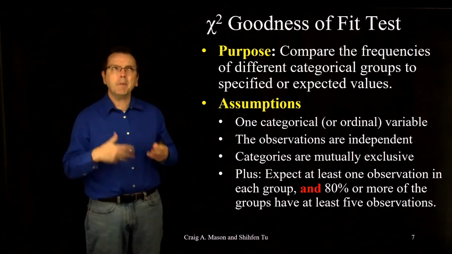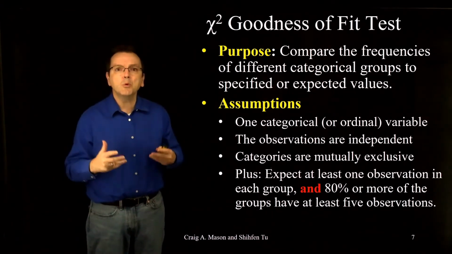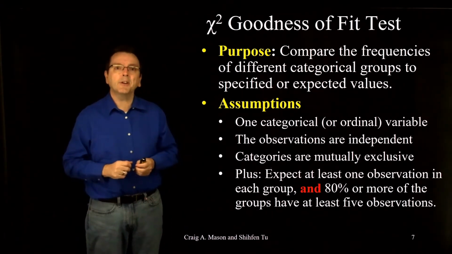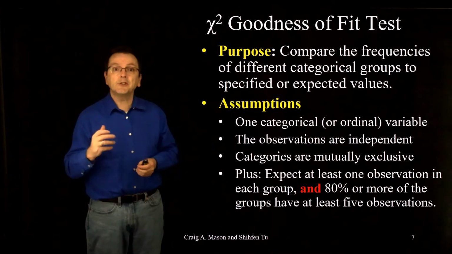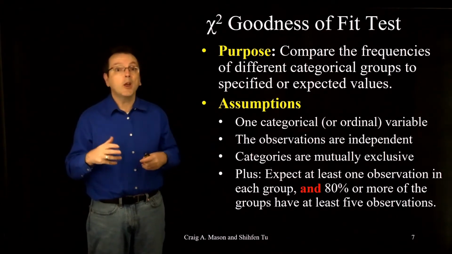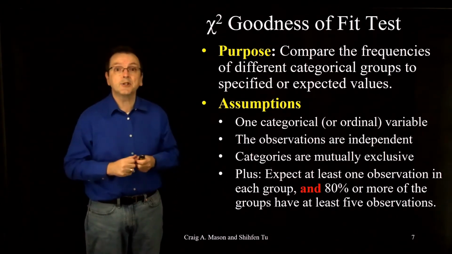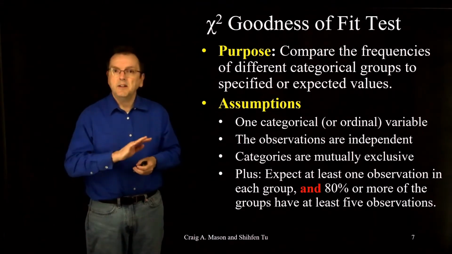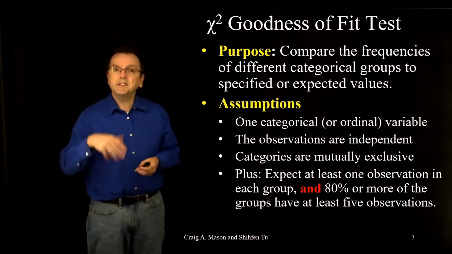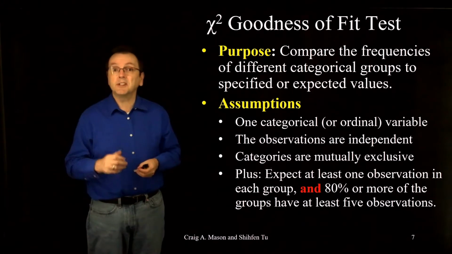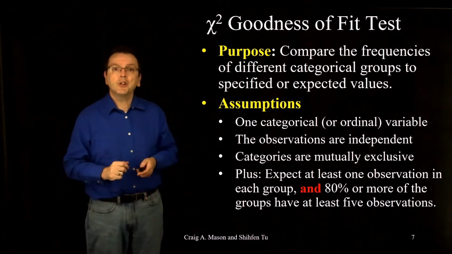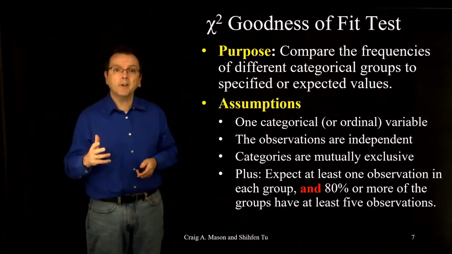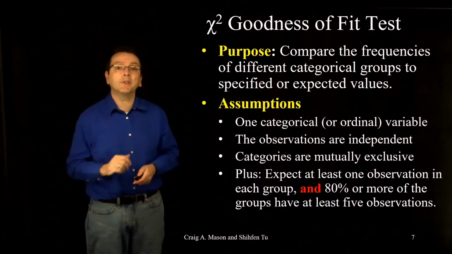Finally, maybe more as a general rule than technically an assumption, but as part of our calculations, we're going to estimate the number of observations or cases or people that you expect to see in each of the different groups. None of the groups should have an expected number of observations that's less than 1, and 80% of the groups should have an expected value of at least 5 observations.